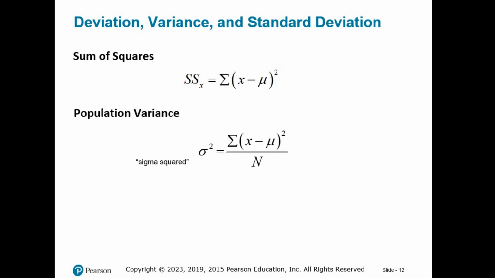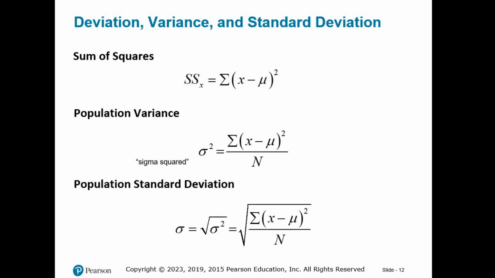There's a problem at this point because the units of measure for the spread are squared units, which doesn't really match the units of the data set itself. So we take the square root. This value is called the population standard deviation and is denoted by the lowercase Greek letter sigma. Remember, sigma squared is population variance. Sigma is population standard deviation.